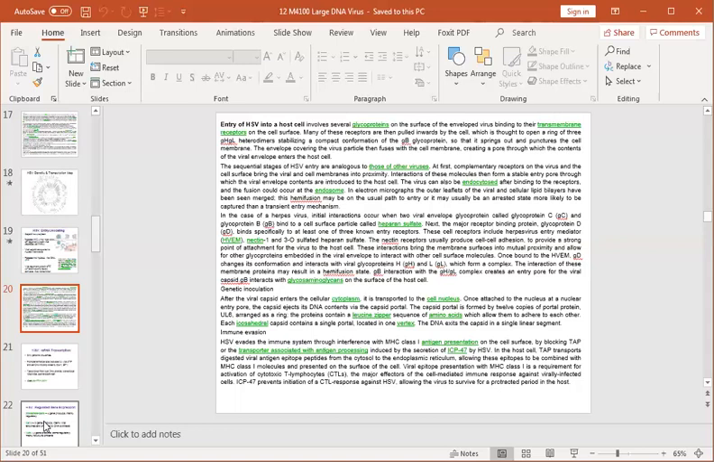Moving to slide number 20, I have a detailed description of entry of human herpes simplex virus into a host cell. So please take a look at this slide and go through some of these details.